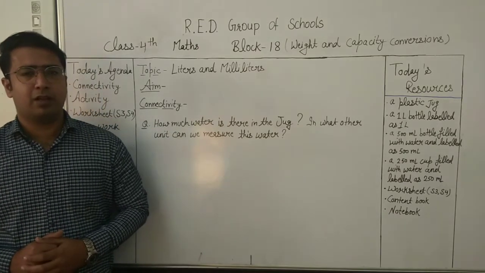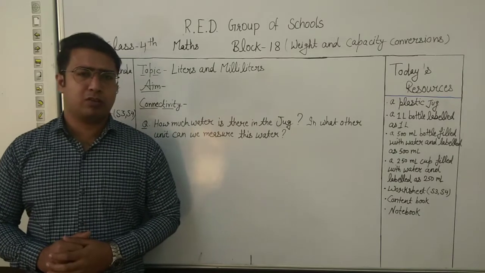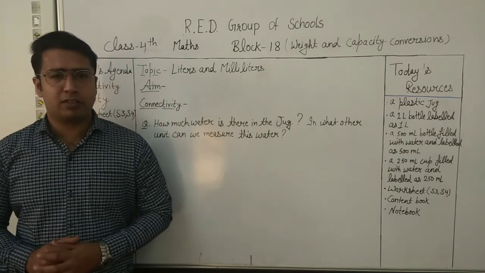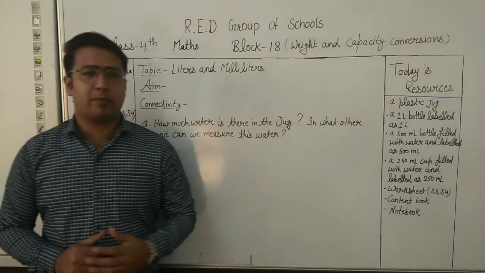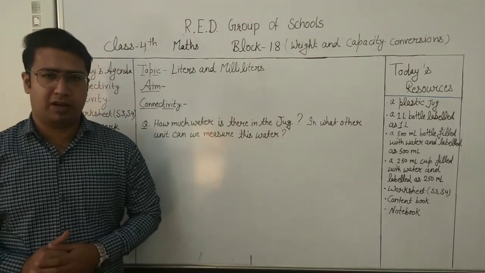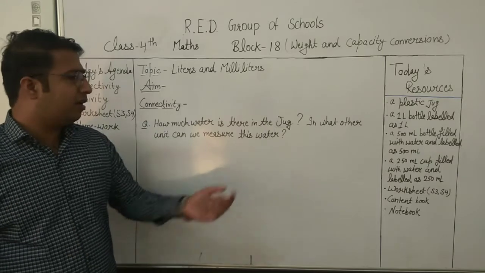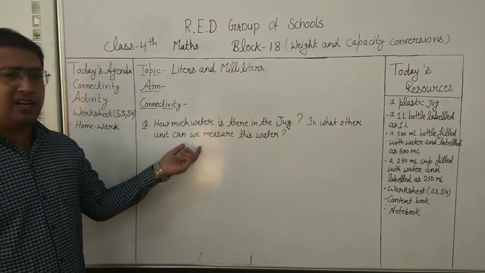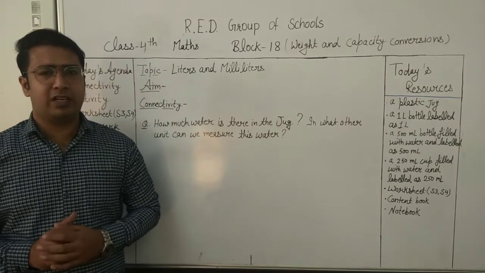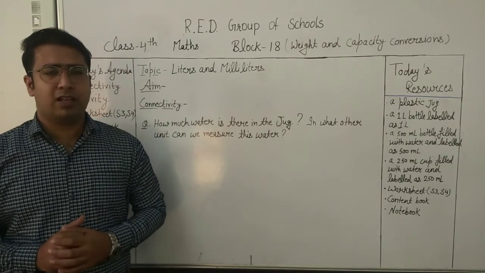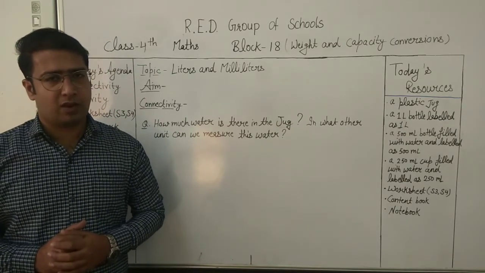Now, I hope you have told your answer to your parents, so I want to discuss my answer. As you have seen in the jug, the water is approximately 500 milliliters. But we can measure the water in liters also. 500 milliliters is less than 1 liter, because in 1 liter there are 1000 milliliters.